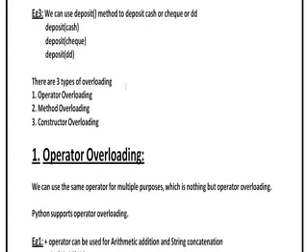So what are the types of overloading? Overloading is categorized into 3 types: operator overloading, method overloading, as well as constructor overloading. Now let us see each and every one with examples.